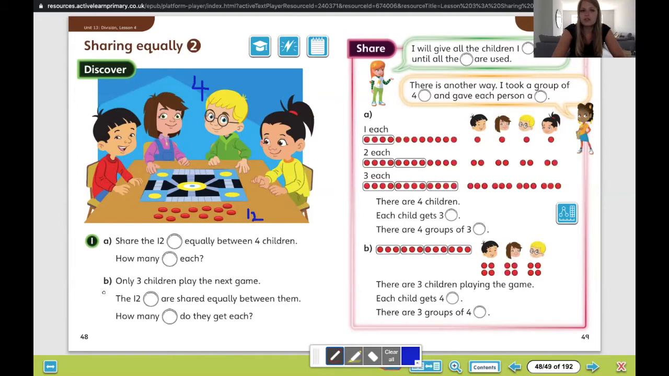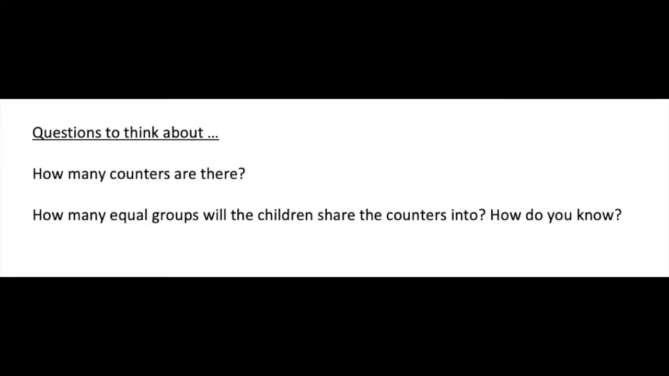Question 1b. Only 3 children play the game. So we can imagine that this little girl isn't playing anymore. The 12 counters are shared equally between them, between the 3 children. How many counters do each get? I'm going to give you a few moments to have a look at that question with somebody at home. Here are some questions that you might want to think about. How many counters are there? And how many equal groups will the children share the counters into? How do you know?